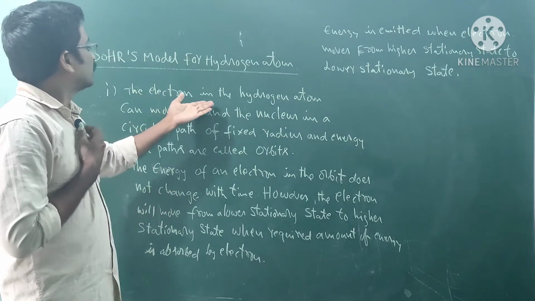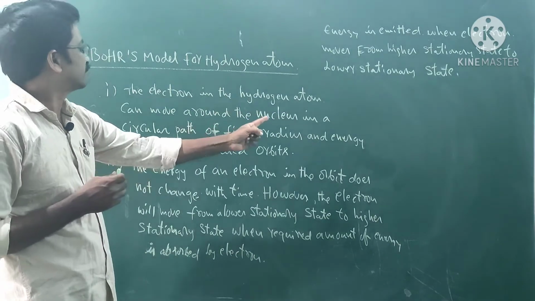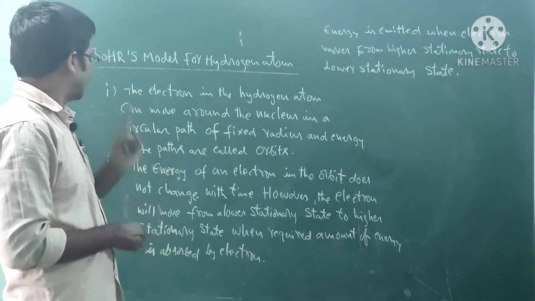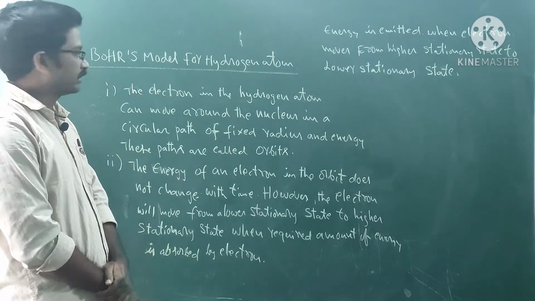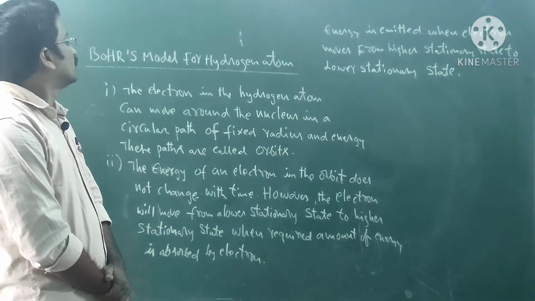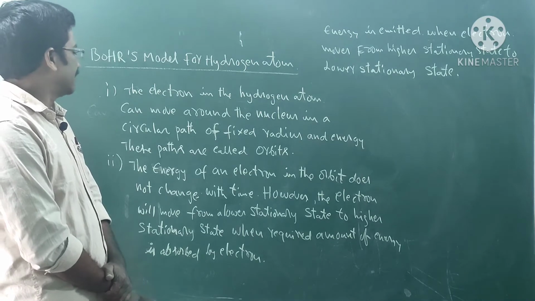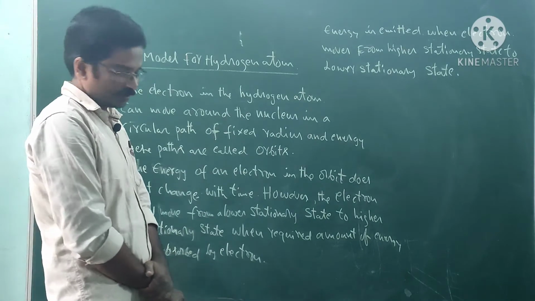The electron in the hydrogen atom can move around the nucleus in circular paths of fixed radius and energy. These paths are called orbits.